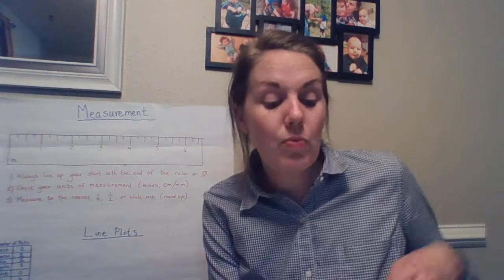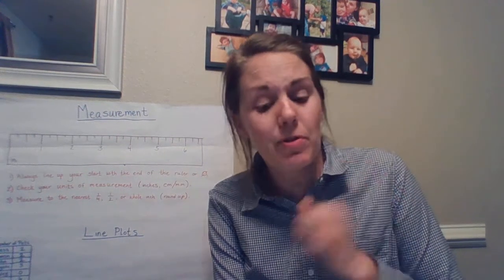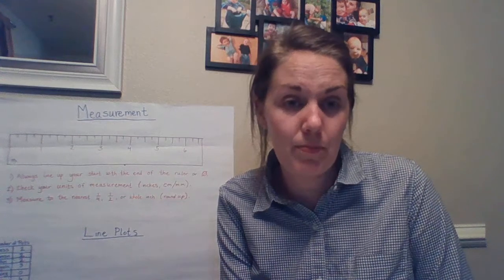Step 4 says place a circle at the 1 3/4 inches. So we have 1 where the heart is, and then we would want to count on 3 of the smaller lines. 1, 2, 3 would be 3/4. That line just before the 2 is where the circle would go.